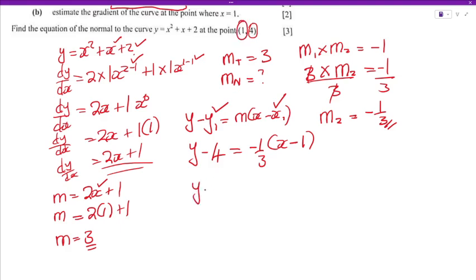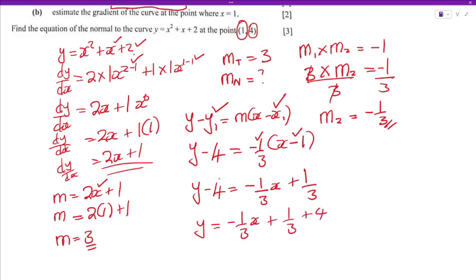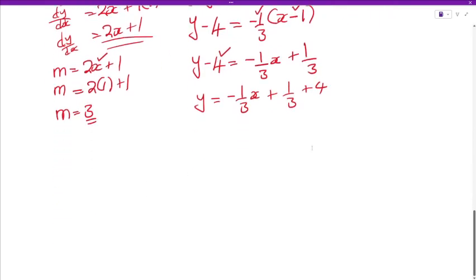Then you solve. y minus 4 is equal to -1 over 3 x, because negative times negative there is a positive. 1 times 1 is a 1 over a 3. You group the like terms. y is equal to -1 over 3 x plus 1 over 3 plus 4. This 4 is a negative, and when it crosses the equal sign, it becomes a positive. Once you do that, for the 4 we can say over 1, and then we come up with the common denominator, which is 3. 3 into 3 is 1.